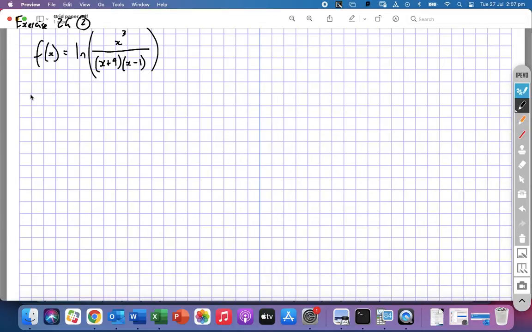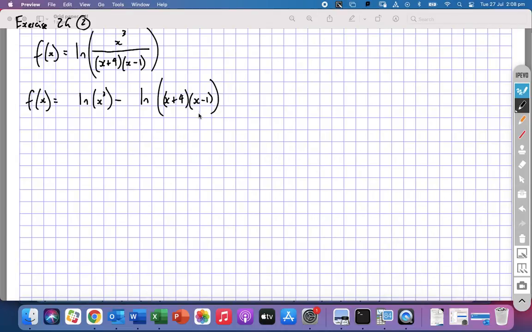So first thing we can do is rewrite the function as log of x cubed minus log of all of this, x plus 4 times x minus 1. Right, so that's using the rule that I just wrote out. Here we've got a situation, so just in this second log here, here's the log law that applies for this. We can split this log up as well, so no need to expand this or anything like that.